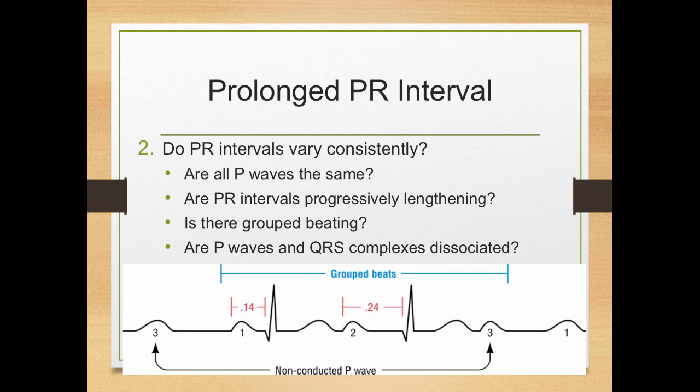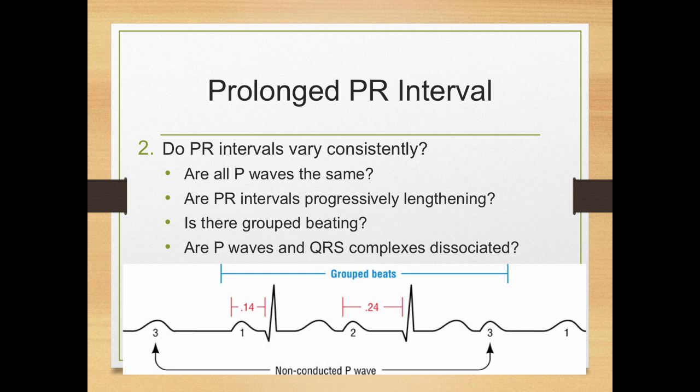And then maybe the P waves and the QRS complexes are completely dissociated. So we have AV dissociation, atrioventricular dissociation. Your atria and your ventricles are not talking to each other in the least bit. So we have a different AV block going on.